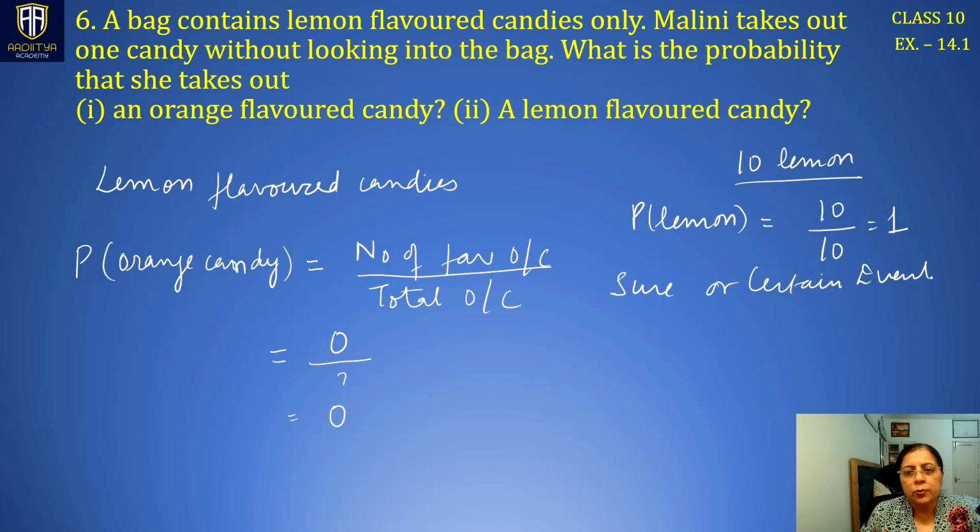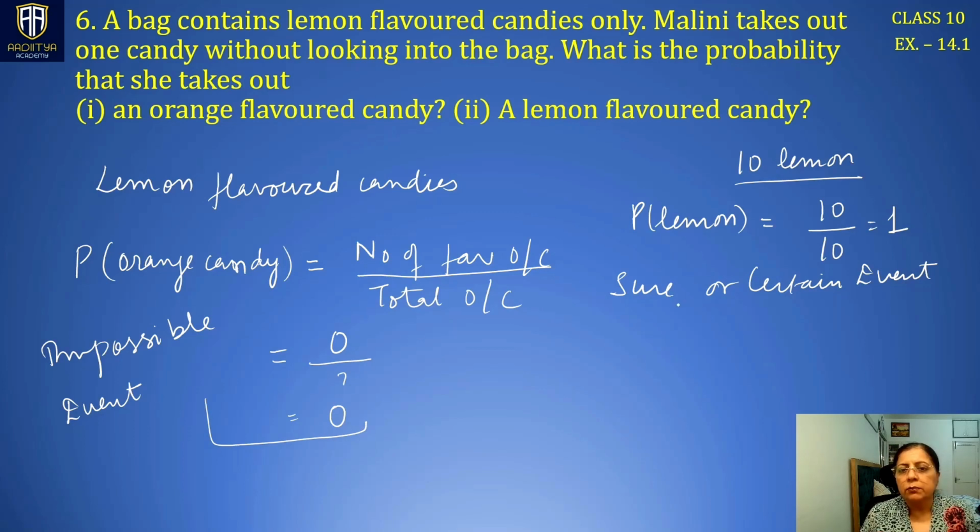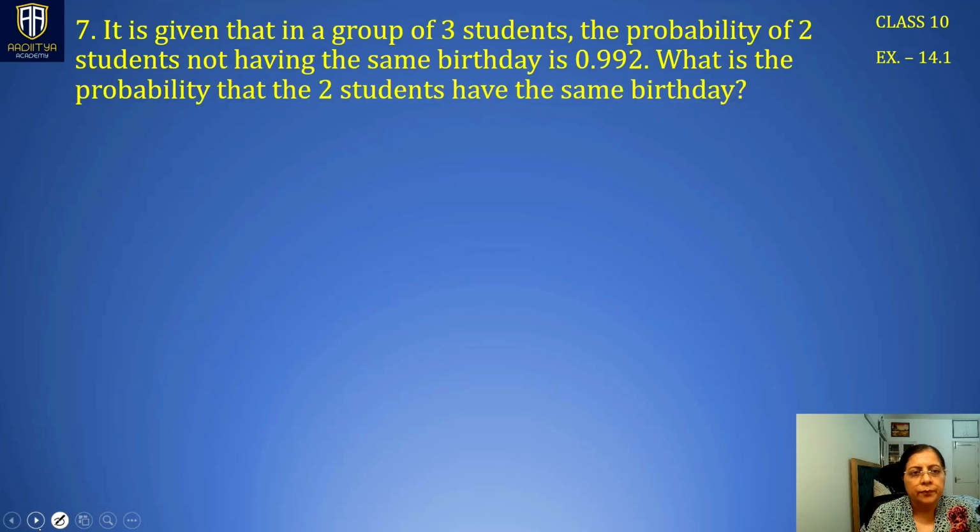Since the probability is 1, you will definitely get one lemon flavored candy out of that bag, which is full of lemon flavored candies only. And this is an impossible event. There is no chance of getting an orange flavored candy when the bag is full of lemon flavored candies. Impossible event. The probability of this event is 0. So it is impossible. The probability of the other event is 1, so it is a sure or certain event.